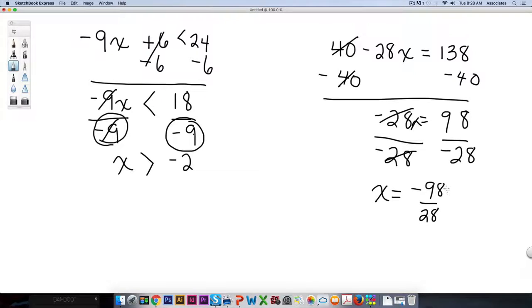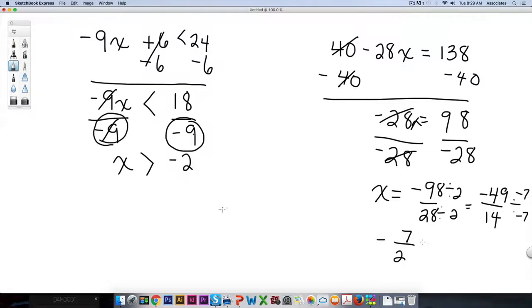Well, let's simplify. I think both of them will divide by 2. So I get negative 49 over 14. Oh, I can divide both by negative 7. So I get negative 49 divided by negative 7 is 7. 14 divided by negative 7 is negative 2.